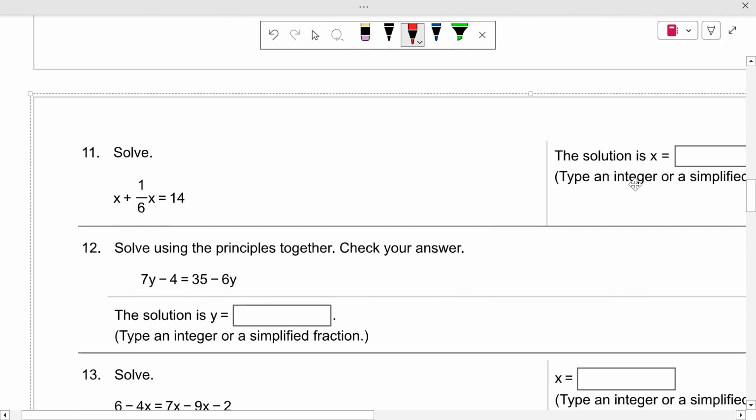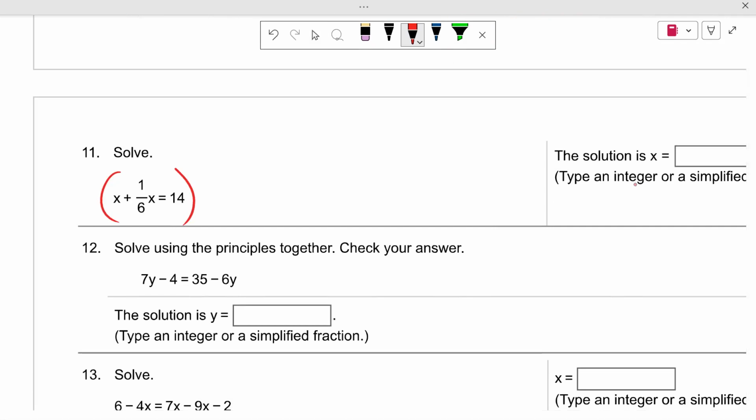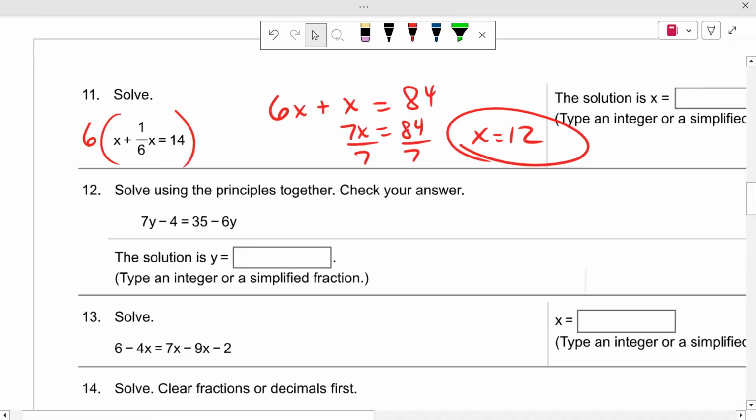How can I get rid of my fractions here? I multiply by 6, whatever denominators I have. So I get 6x plus 1x equals 6 times 14 is 84. So I get 7x equals 84. Oops, 6 times 14 isn't 84. And then 7 goes into 84 how many times? 12. Okay, so x equals 12.